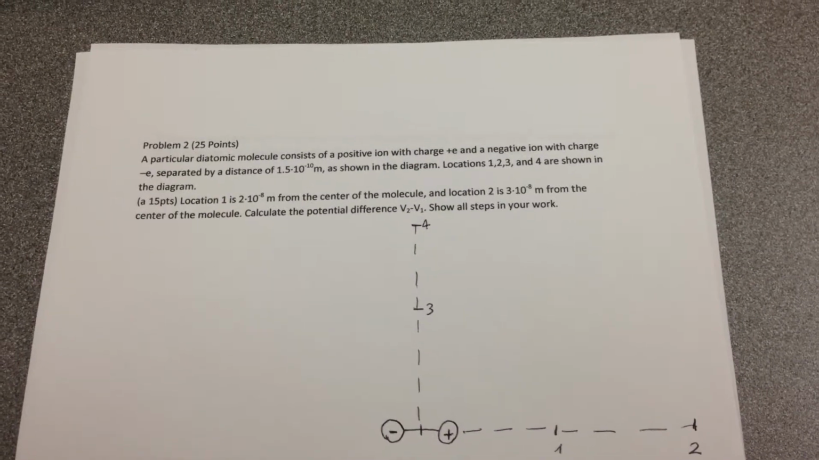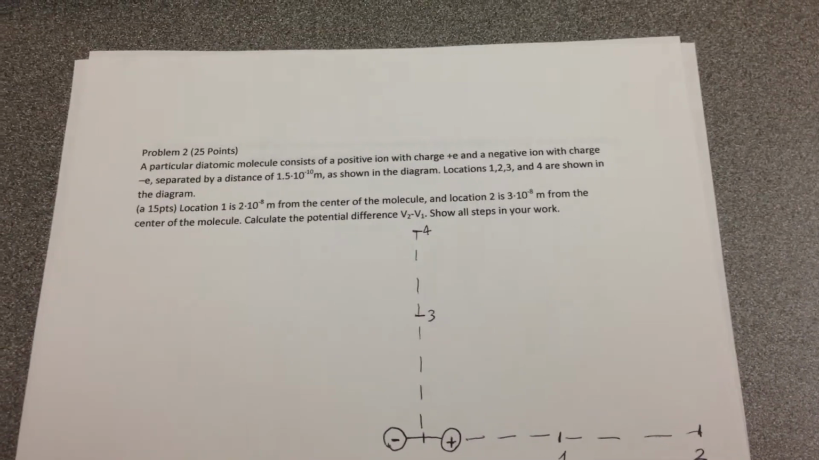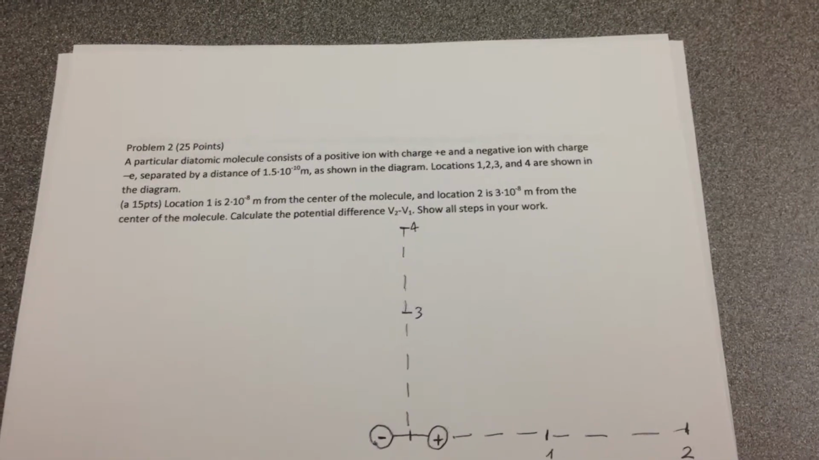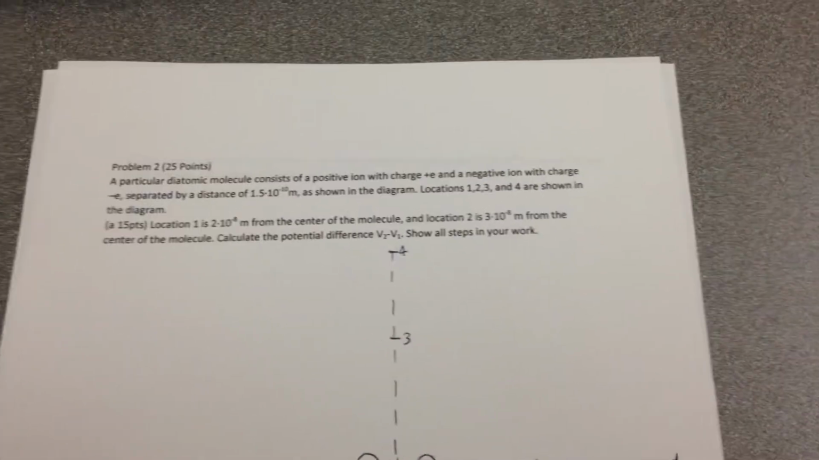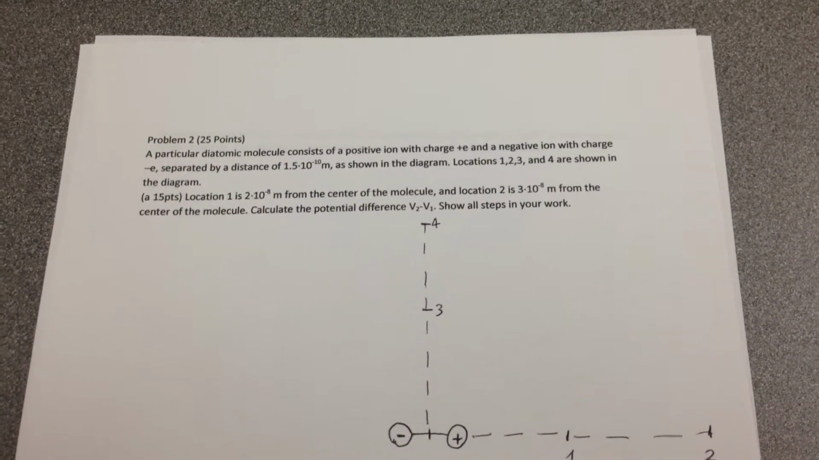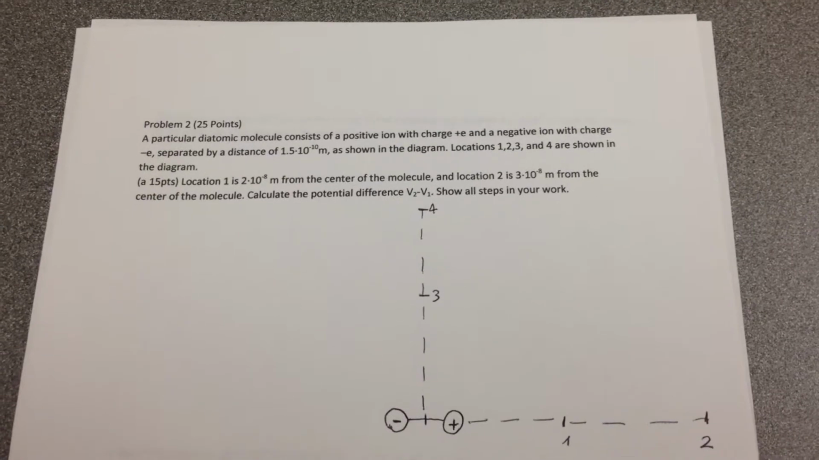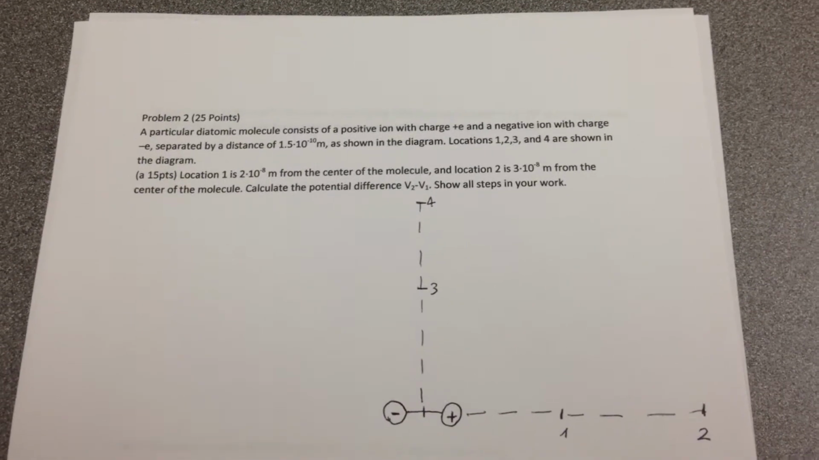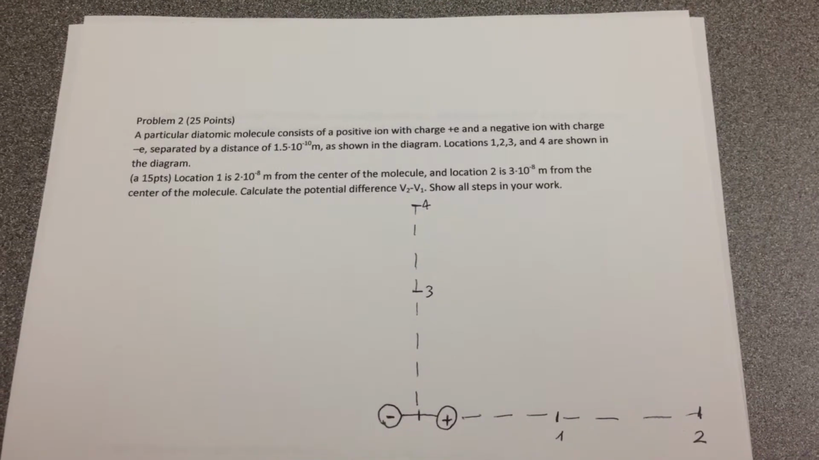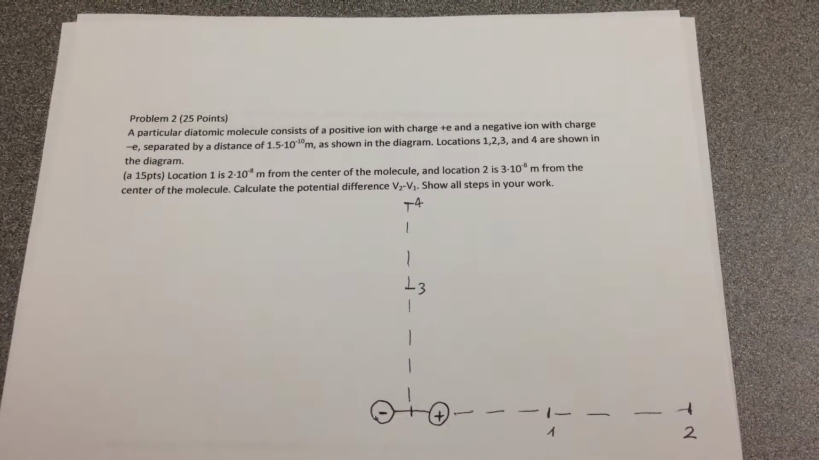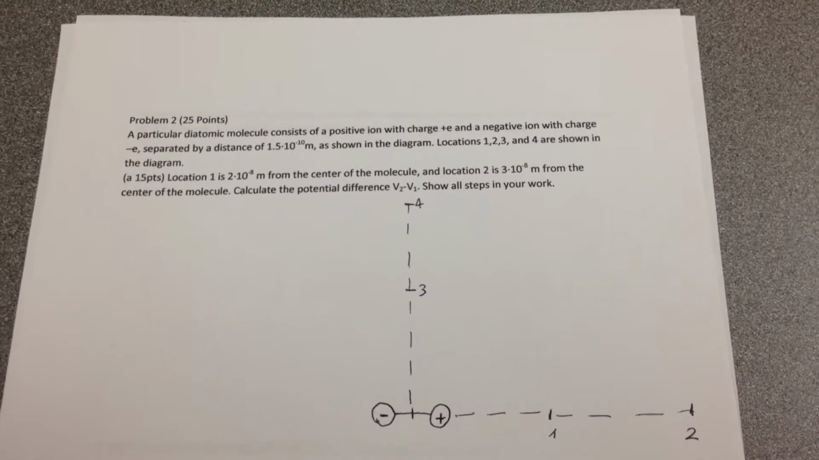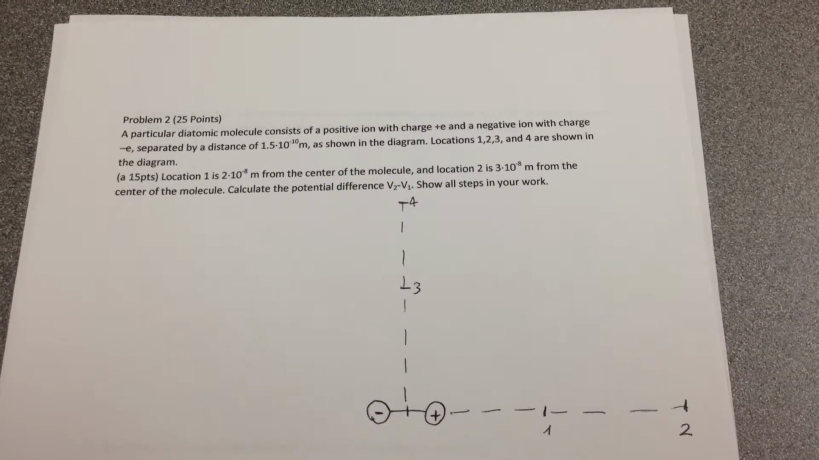Hi, this is Francesco, and the problem that I had most trouble with in the last Physics 2 test was the second problem about a particular diatomic molecule that consists of a positive ion with charge plus E and a negative ion with charge minus E separated by a distance 1.5 times 10 to the negative 10 meters, as shown in the diagram. Locations 1, 2, 3, and 4 are shown in the diagram.